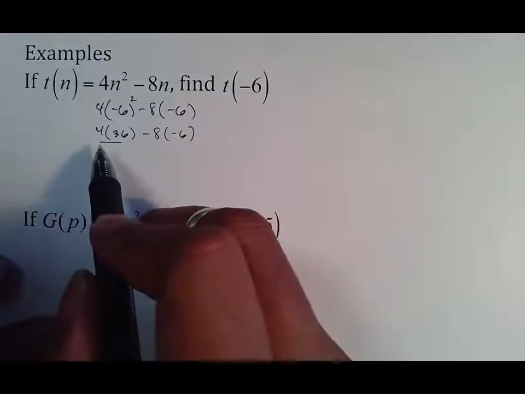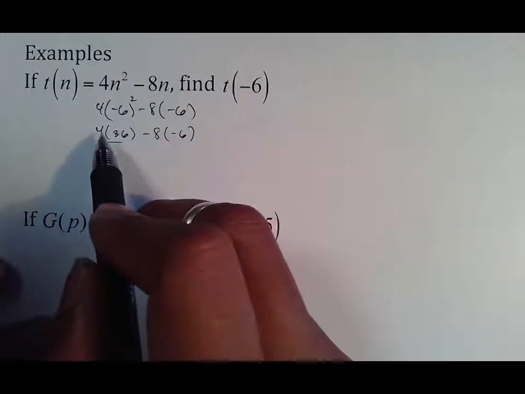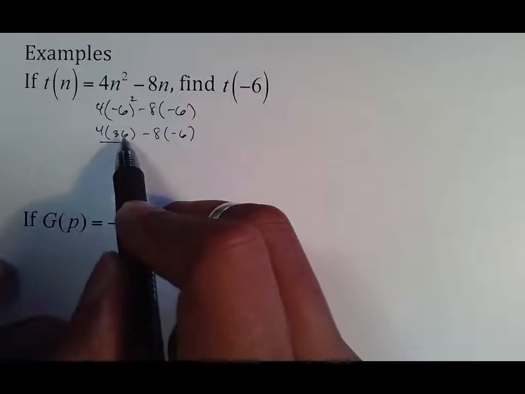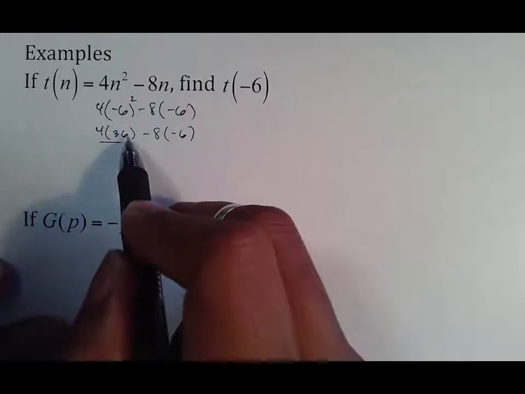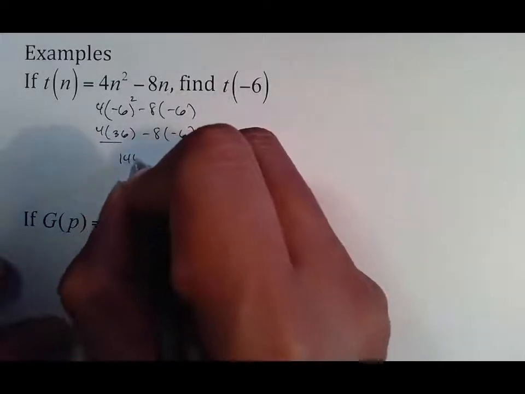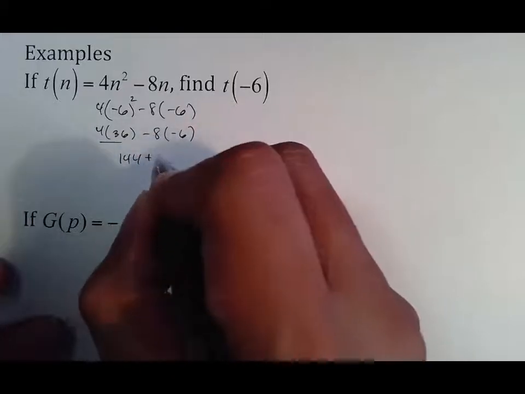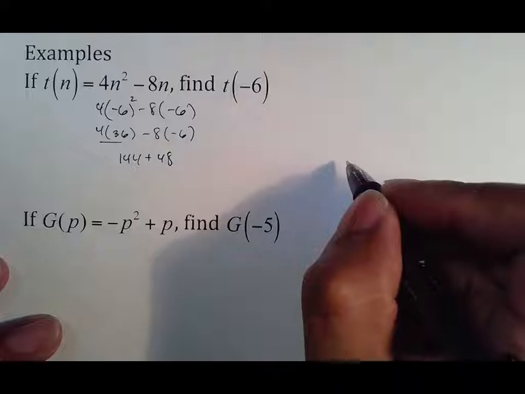The beauty of our skill set is that I think you all are good enough to do this. 4 times, remember 36 I view as 30 plus 6. 4 times 30 is 120. 4 times 6 is 24. I believe that makes 144. Minus, don't forget that, actually not minus because that's 2 negatives which make a positive, 48.